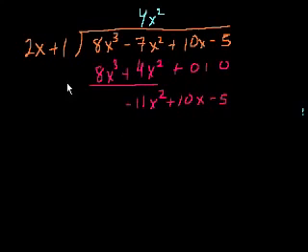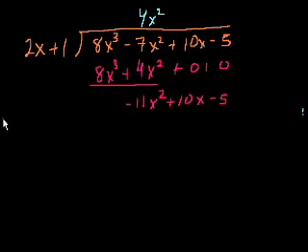Now we just do the same thing over. How many times does 2x, looking at the highest order term, go into negative 11x squared? So let's write it here on the side again. Actually, let me do it here.